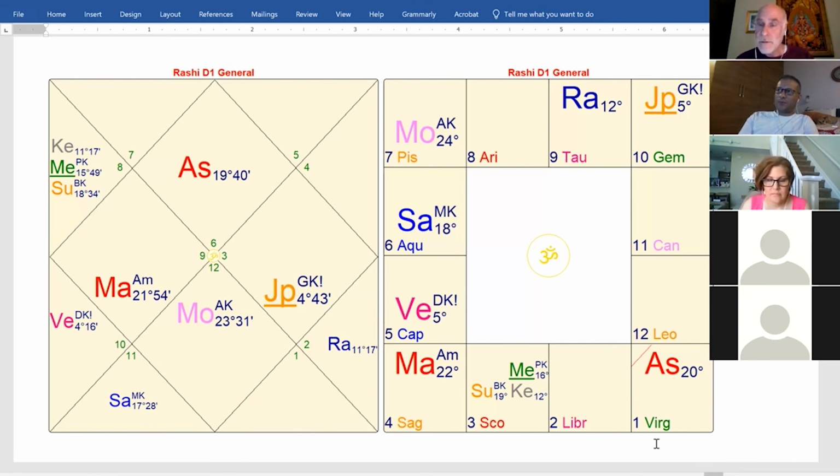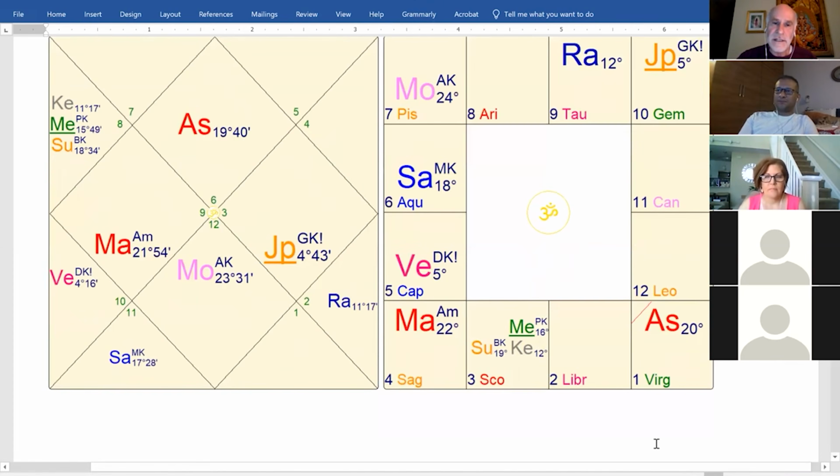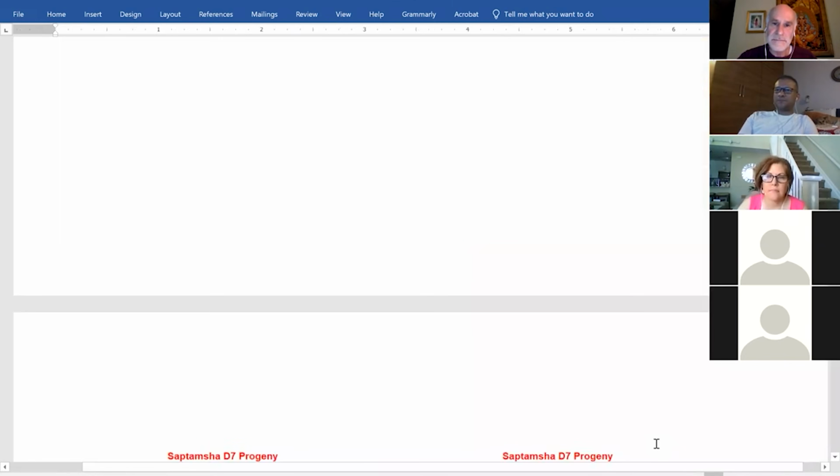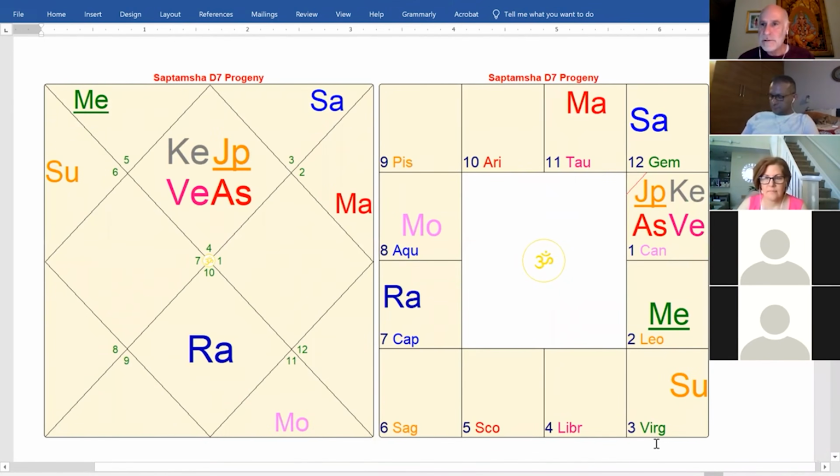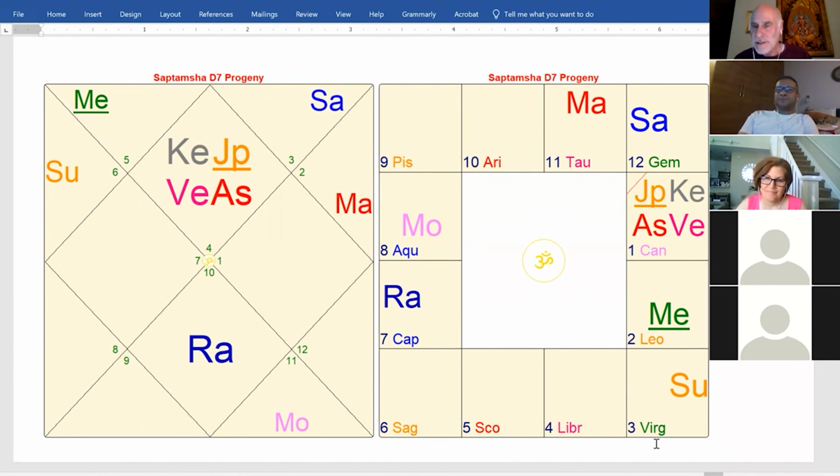But of course, Venus is in the 5th house, right? So it was relatively easy to see that children would soon follow. But then if I show you her Septamsha, why would children in Venus be almost unavoidable? Venus in the Lagna. You see Venus in the Lagna here, with an exalted Karaka.